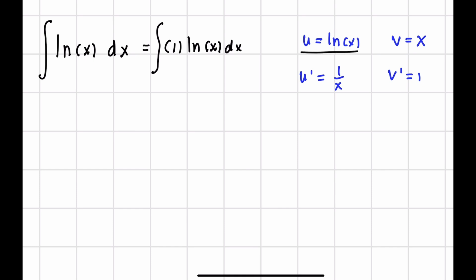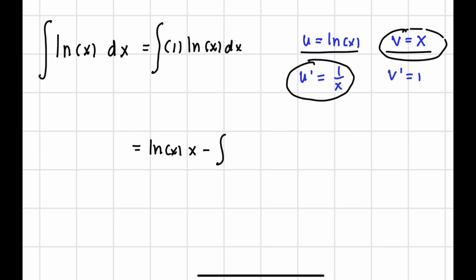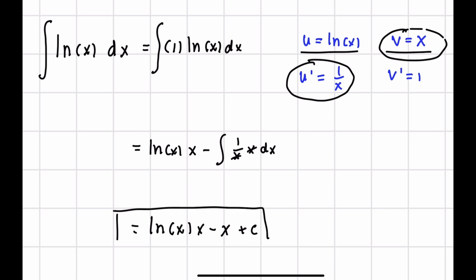So you have u times v. So we have ln x times x minus the integral of u prime times v. So 1 over x times x. And you can see the x's cancel out. So this gives us ln x times x minus the integral of 1, which is simply x, plus our c constant. And here is our final answer.